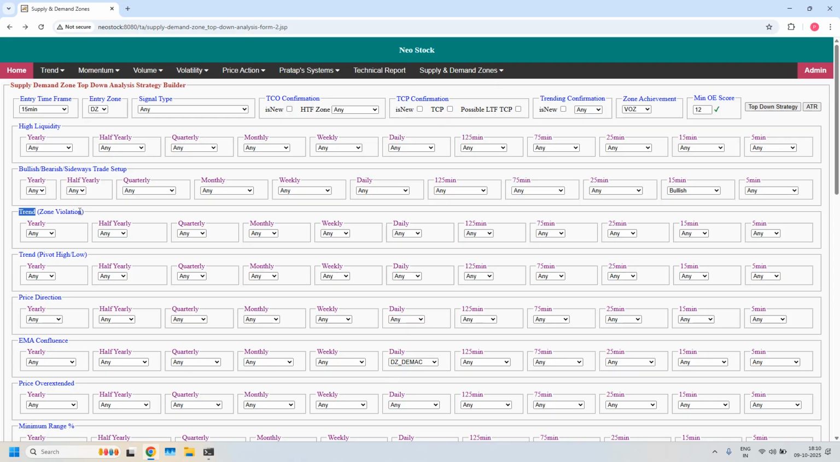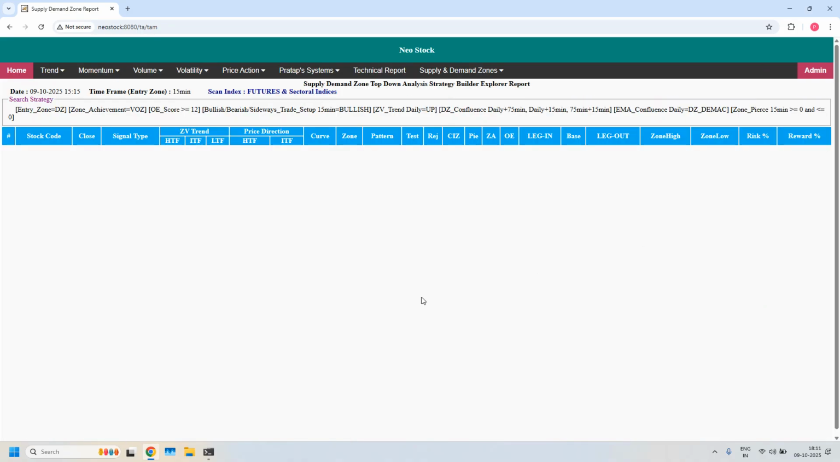And at the same time, trend on the daily should not be sideways. It should be uptrend because it is bullish trade setup. So no high probability trade setup based on the second strategy. So this is bullish trade setup.